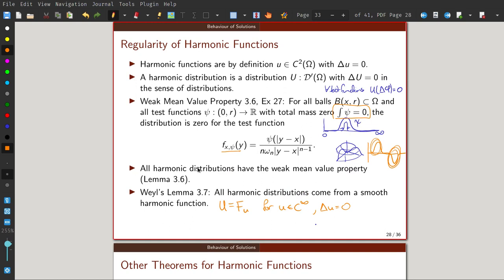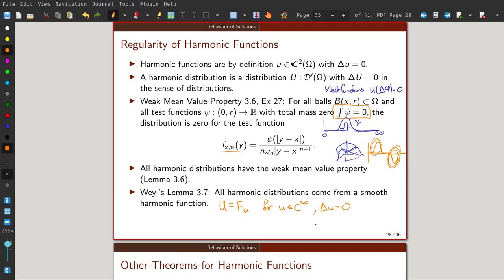So what is the consequence of Weyl's lemma? So if you take a harmonic function, an ordinary harmonic function, which is C2, and you consider its associated distribution, its associated distribution is, of course, a harmonic distribution. And so, therefore, we know that that harmonic distribution comes from a smooth harmonic function. In other words, the function u, that you initially assumed only to be C2, is in fact smooth. It has derivatives at every order.